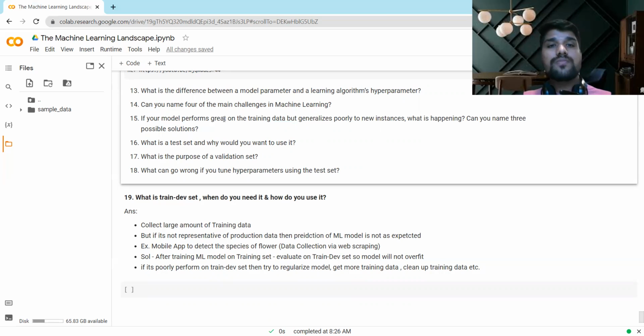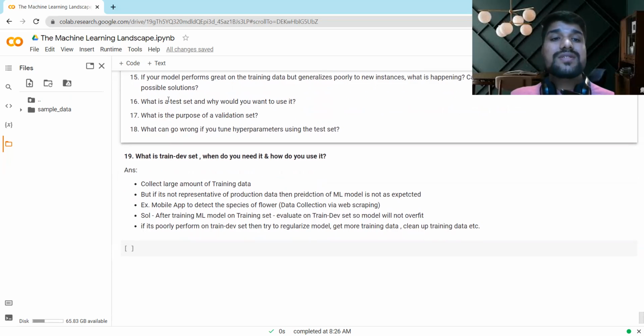If my model performs very well on training data but does not perform very well on test data, what kind of model is that, what issues is that model facing, and if those issues occur, what kind of solution must I follow? Okay, I explained that there.